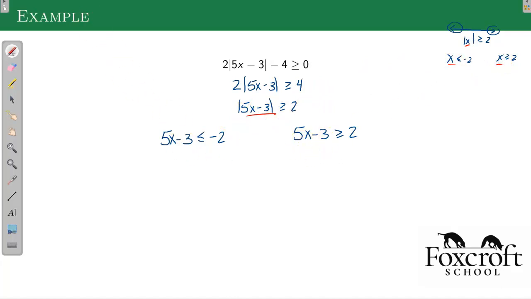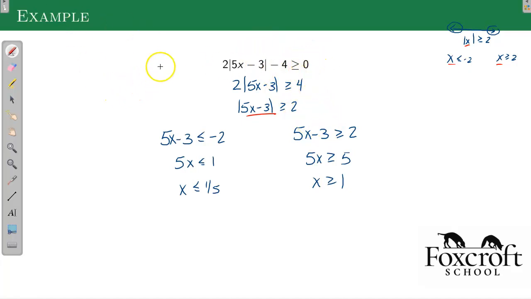If you know the basics of absolute value, it's the same thing. You're just copying down whatever's on the inside. And now I add 3, divide by 5, add 3, divide by 5. All right, so as long as x is less than 1/5 and bigger than 1, then this inequality will be satisfied.